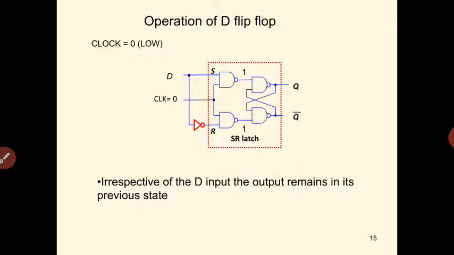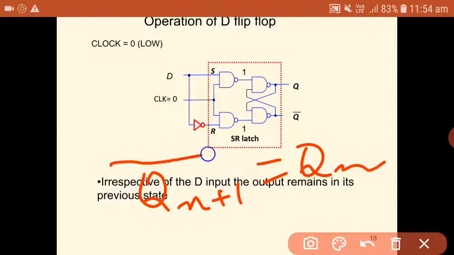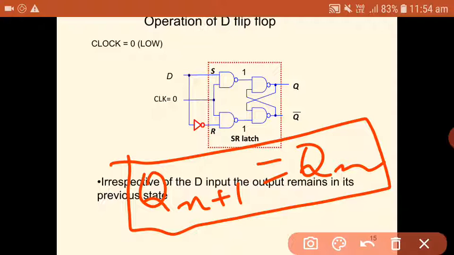Next we will see again the operation of the D flip-flop when the clock is low. When the clock is low, what happens? Irrespective of the D input, the output remains in its previous state, because the flip-flop is not enabled whenever the clock is equal to 0. So when the clock is equal to 0, irrespective of the D input, Qn plus 1 is equal to Qn only. Whatever the previous output is, that will be equal to the present output whenever the clock is low.